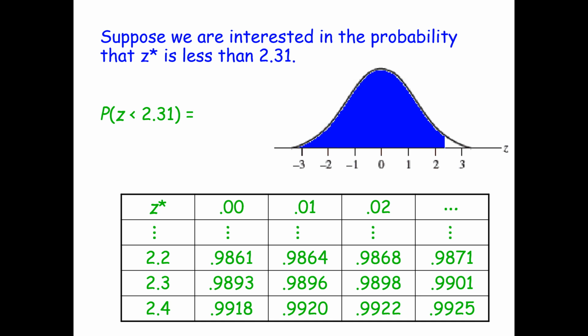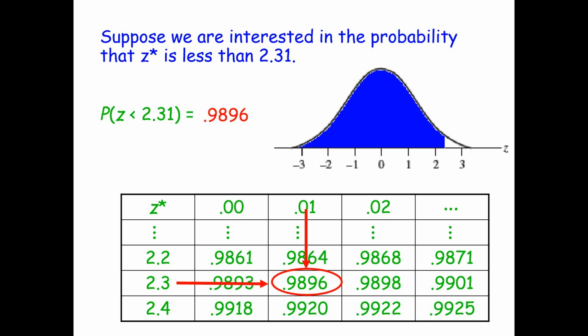So we're going to find the row that is 2.3 and the column that is 0.01, and we're going to find an intersection of 0.9896, which will represent our probability that Z is less than 2.31.